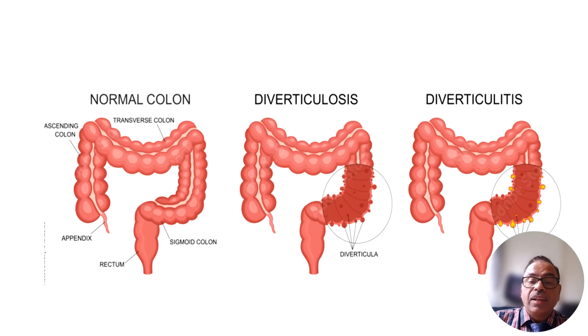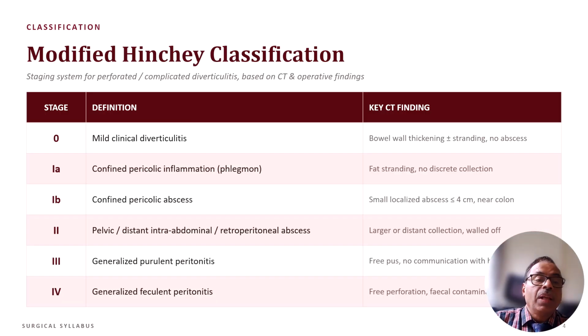Now, these are the diagrammatic representations. Diverticulosis is merely the presence of diverticula, and diverticulitis is when they get inflamed, which could be an uncomplicated or a complicated one. Now, coming to our core topic today, the modified Hinchey's classification, which is nothing but a staging system used for complicated diverticulitis, specifically the perforation of the inflamed diverticula, based on CT and operative findings.